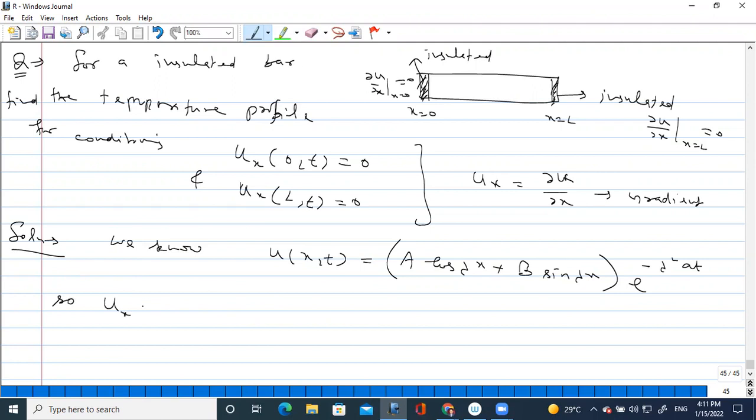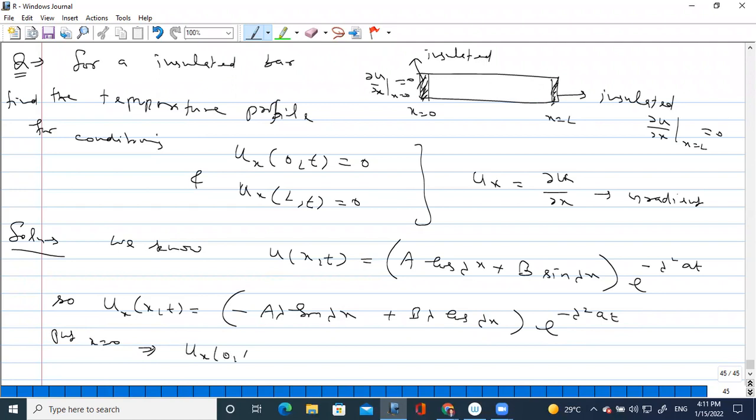So u_x(x,t) means you have to differentiate it with respect to x. It will become minus a sin(λx) into λ, plus bλ cos(λx), into e to the power minus λ²c²t. Now here you put x equal to 0. So this will become u_x(0,t), and it is equal to 0 also.